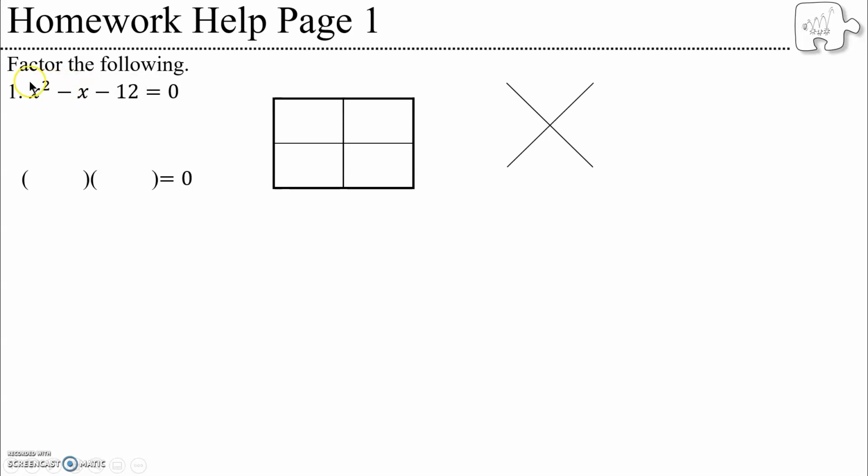We put the first and the last term in the corners. Remember, our last term isn't 0 because it's on the other side of the equal sign. So x squared goes in the top left, minus 12 goes in the bottom right. Now we multiply these two together and we get negative 12x squared. We always put the middle term on the bottom. So now we're looking for numbers that multiply to negative 12x squared and add to negative x.